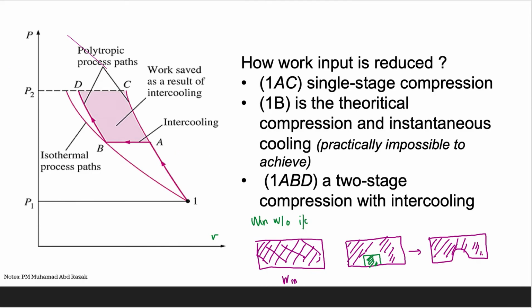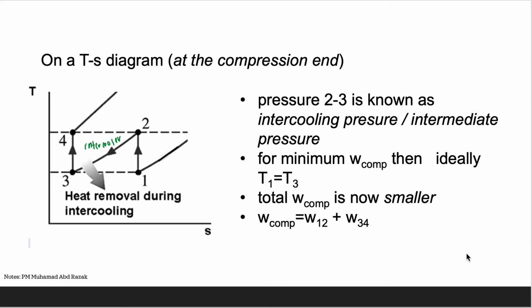This is work input with intercooler. So you can see the differences between work input without intercooler, and if we use an intercooler, the work input will reduce to this. This is how we represent the compressors and intercooler with a TS diagram.